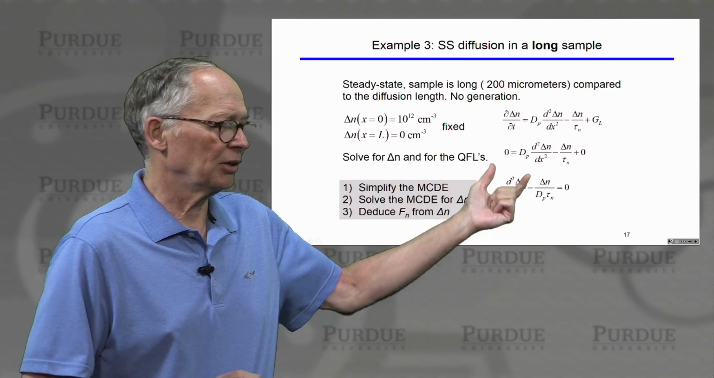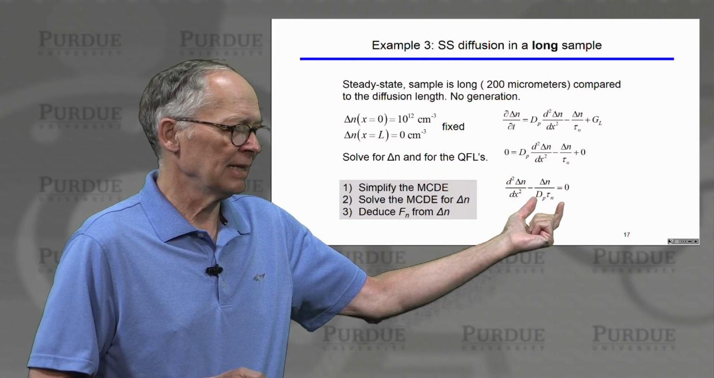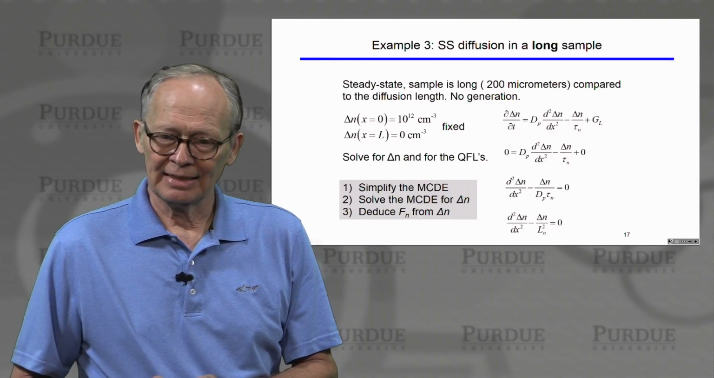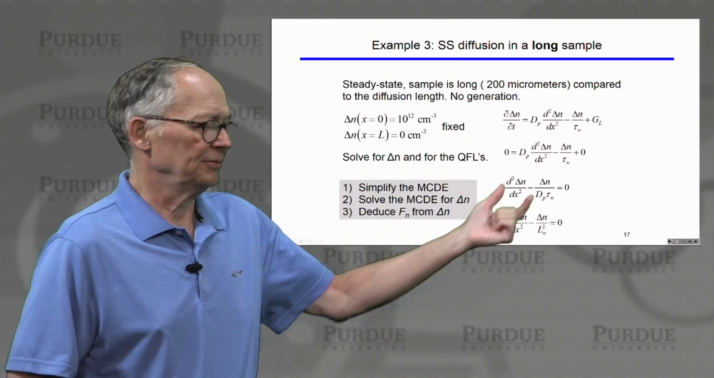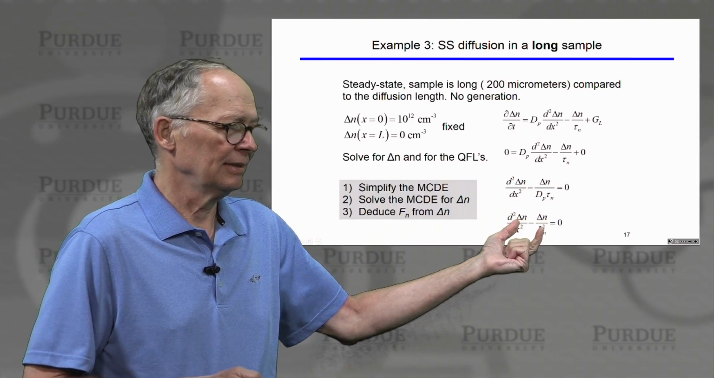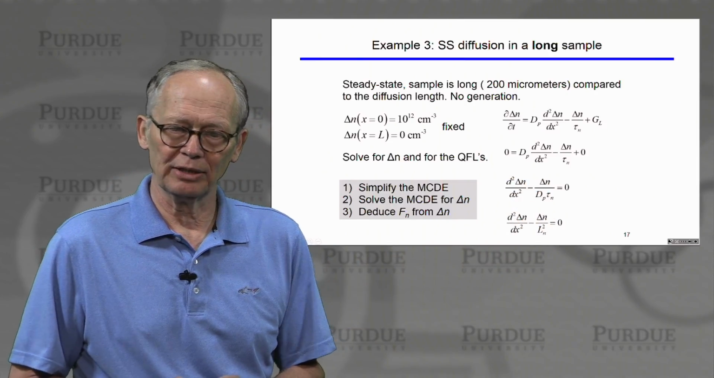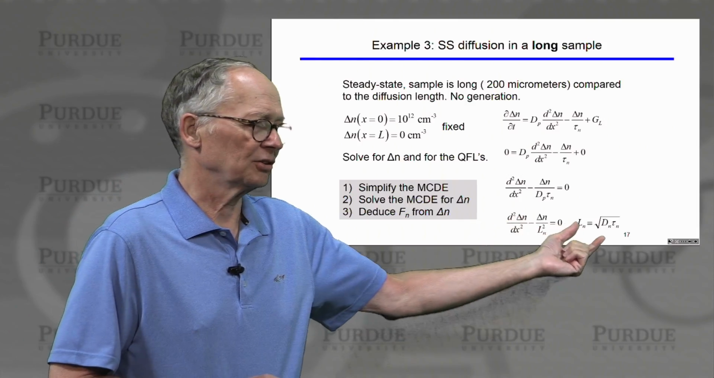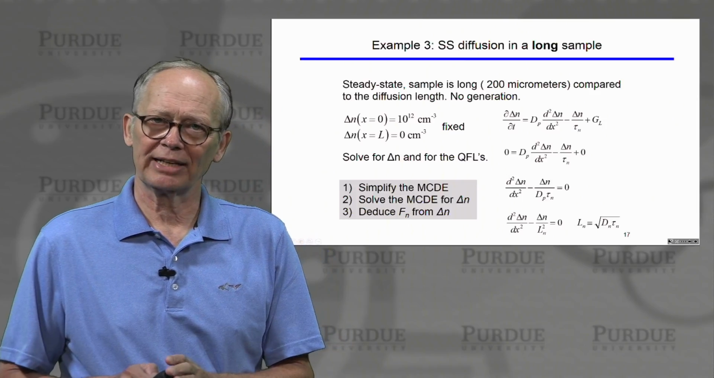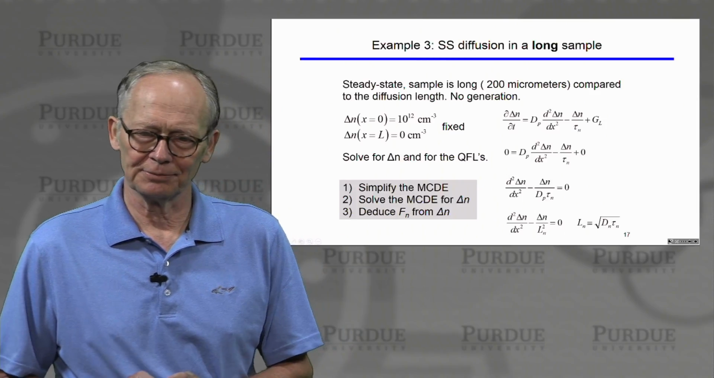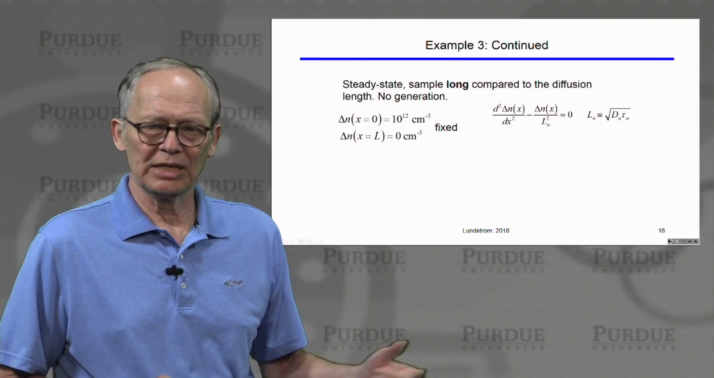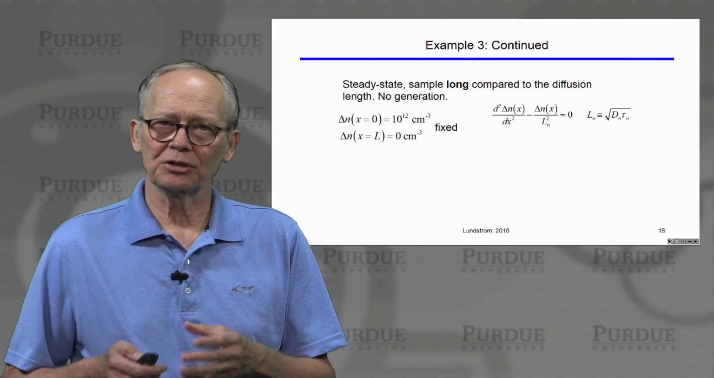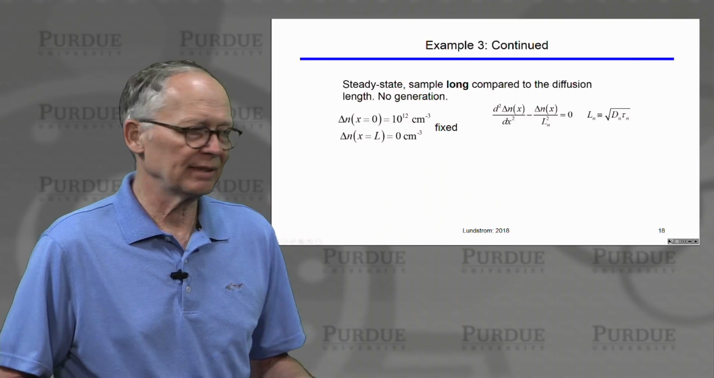If I rearrange that equation a little bit, I can write it this way. I see these constants here, D tau, that have the units of length squared. D times tau is what we call the minority carrier diffusion length squared. So we can simplify the equation and write it in this form, where L is the square root of D tau, this minority carrier diffusion length that we introduced earlier. So we have a simple equation to solve. This is a second order differential equation. We have two boundary conditions.